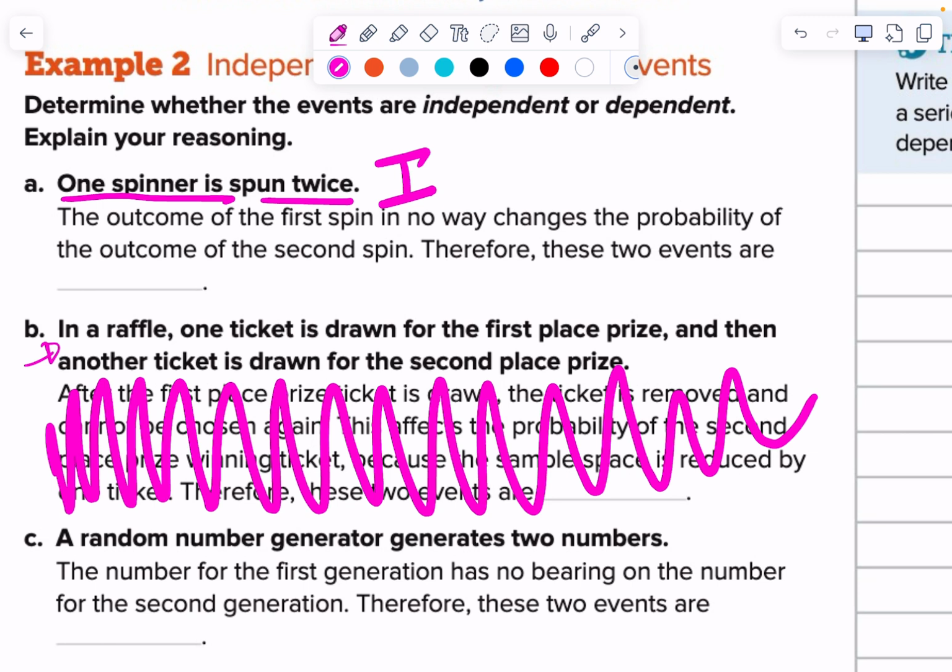They don't say that you put it back. We're going to assume that you don't. That's always the assumption that we make. Unless they say you put it back, we're going to assume that you don't. And also, Ella and Brady both said you can't win first and second prize at the same time. Or maybe you can, I don't know. Some places might let you.